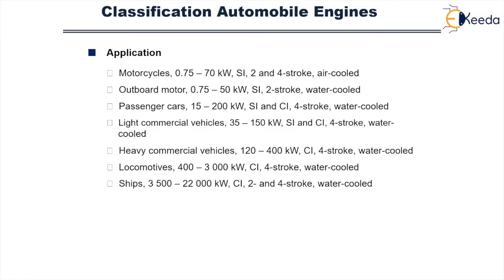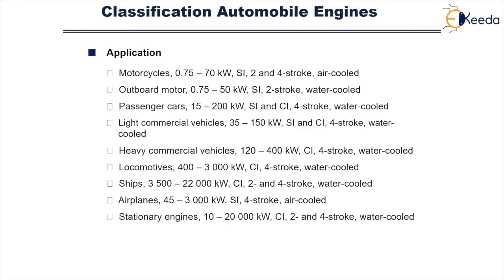Then you have ships. Further increase in power requirement, 3500 to 22,000 kilowatt. CI engine, it might be a two-stroke or four-stroke, and it has to be water-cooled. Then you have airplanes, 45 to 3000 kilowatt. A four-stroke SI air-cooled engine is there. And stationary engines, you have 10 to 20,000 kilowatt of power requirement from them. A CI engine is generally used, which might be a two-stroke or a four-stroke engine, and the method of cooling applied over here is going to be water-cooled.